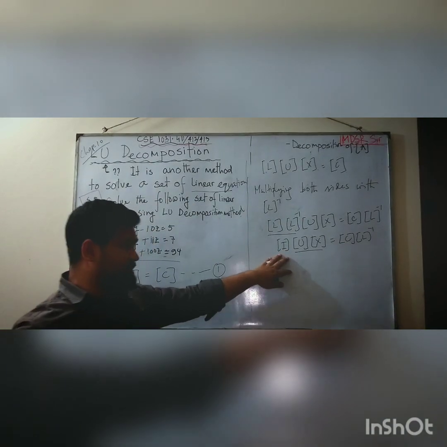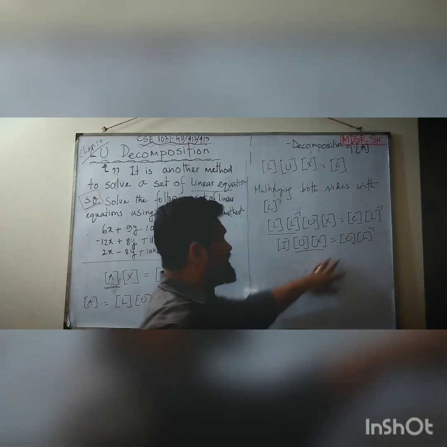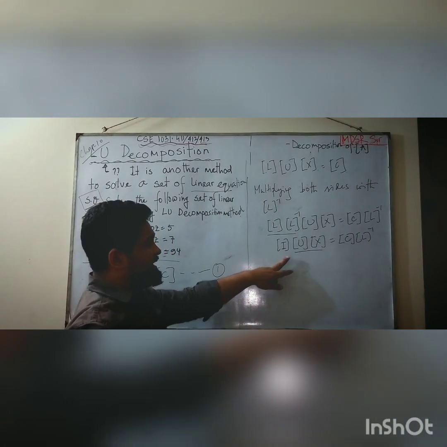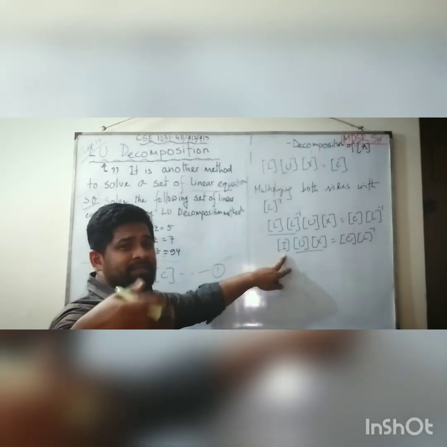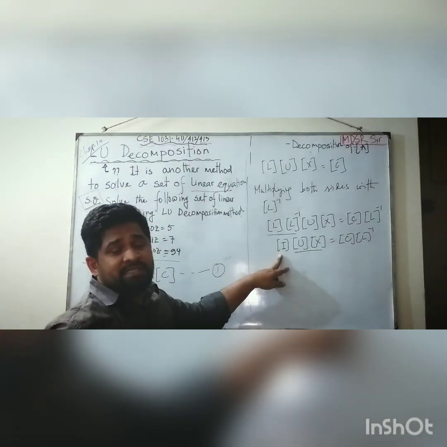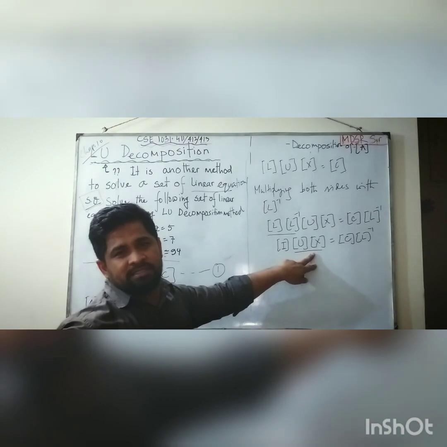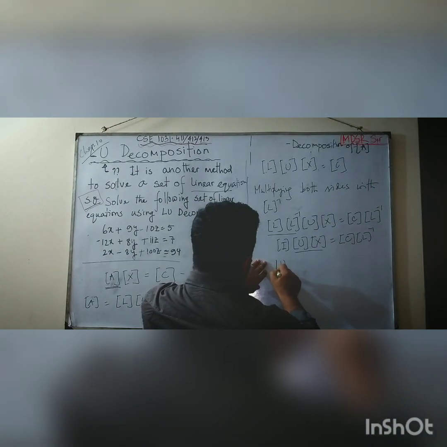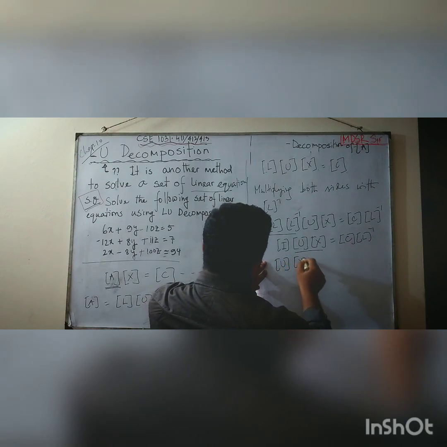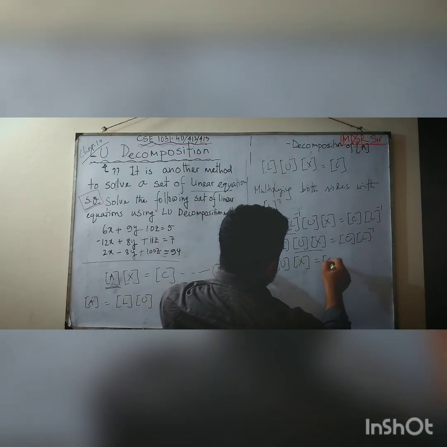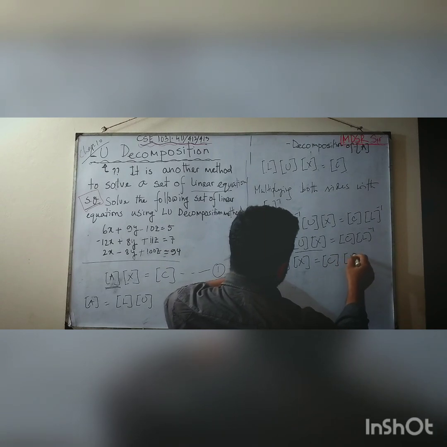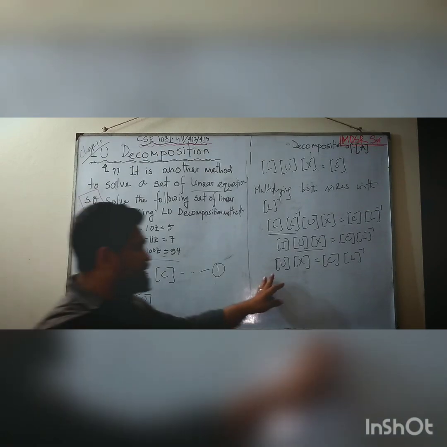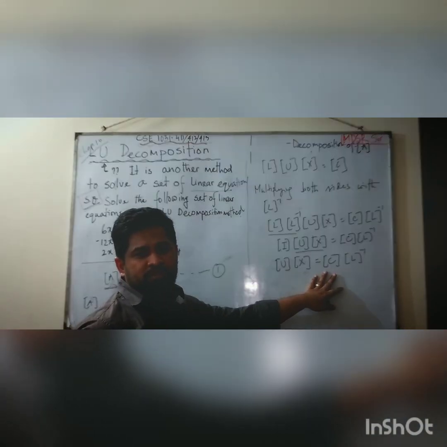So I multiply by U and X is equal to C into L inverse, and then if you multiply any two matrices along with the I matrix, you get the same two matrices. These are rules. So we can say from here, U into X equal to C into L inverse. Alright? So we can say UX equal to C into L inverse.